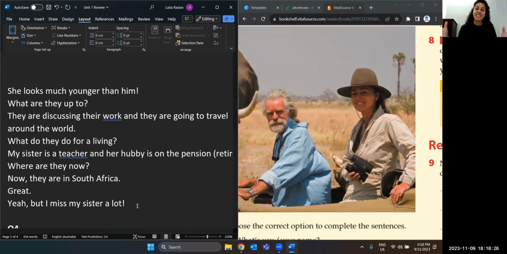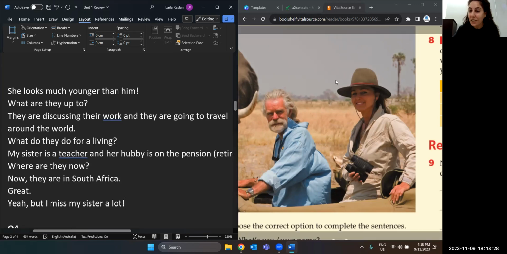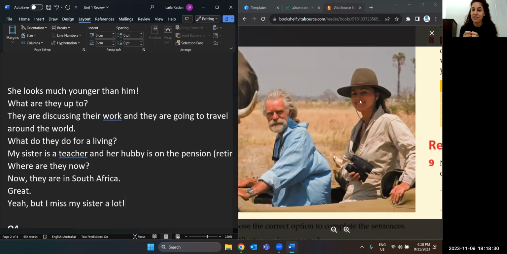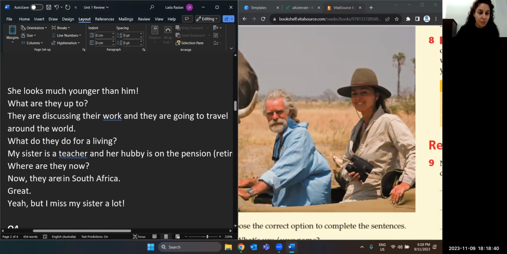So good conversation. It was good, even though it wasn't exactly Beverly and Derek, but it was perfect because it was using the grammar that we learned, asking about where are they, using the verb to be, asking about jobs, talking about the retirement because we learned that vocab, their work. I like this one. She looks much younger than him. What are they up to? Using very casual conversation. So that was good. Thank you for sharing that one, Gustavo.